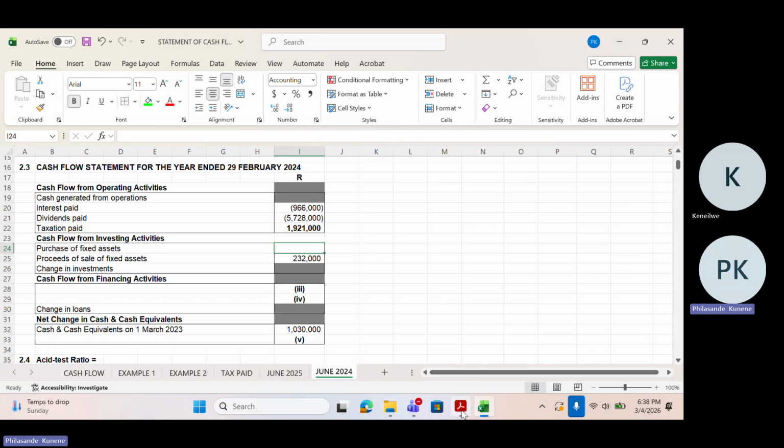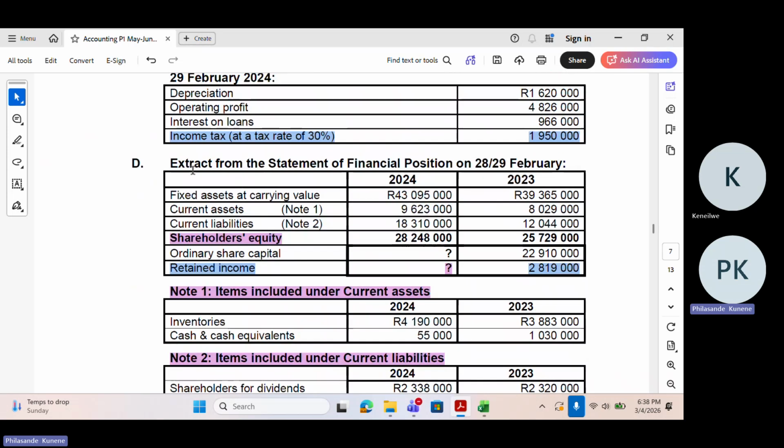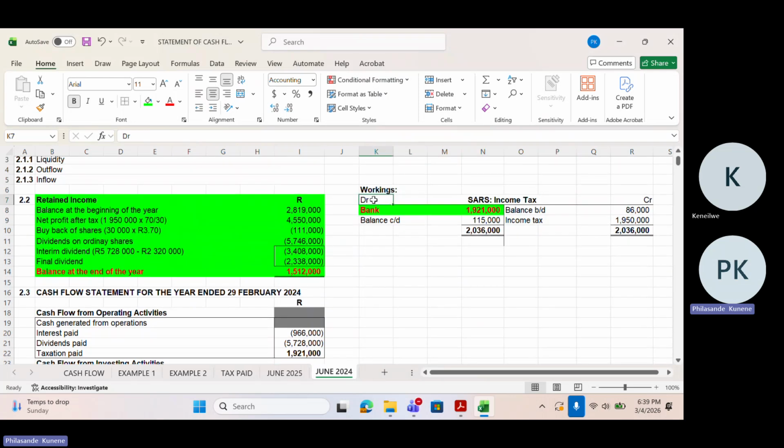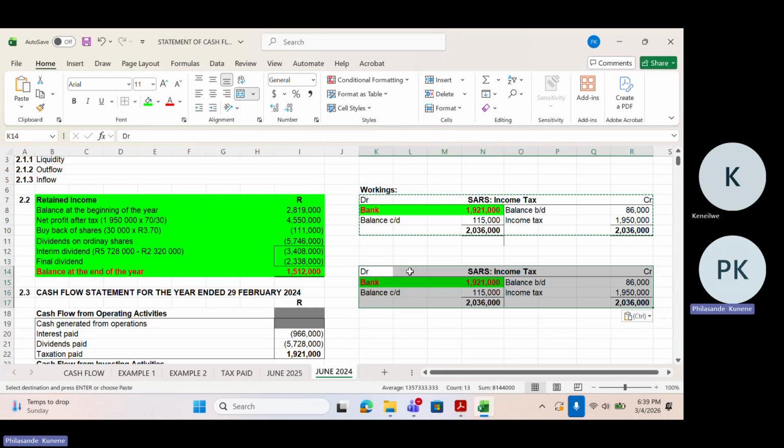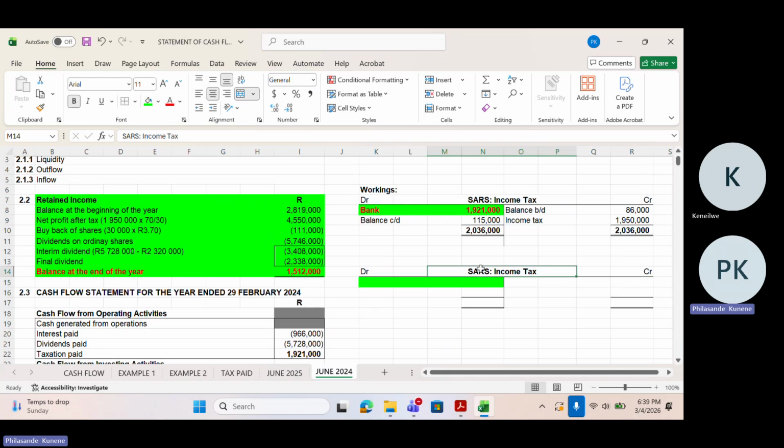Okay, looking at our extract from the statement of financial position, you can see here what they gave us. They gave us the carrying values of the fixed assets. And what did I say about this? I said we need to create a general ledger account again for this one, just like this one, but now it is no longer going to be SARS income tax. We're going to create it as what?